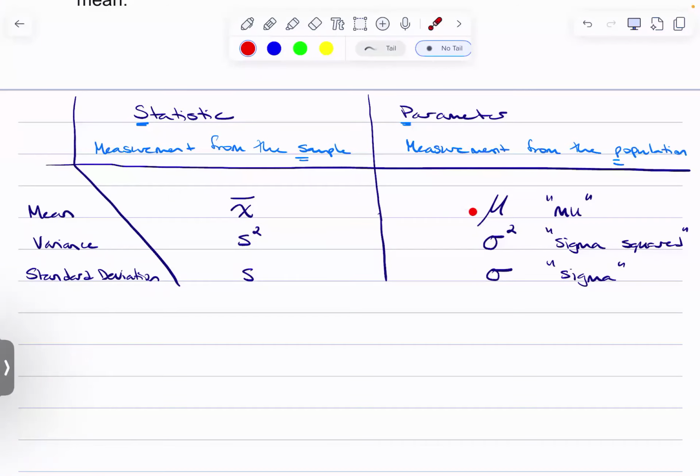we focus on stats. So this jump between a statistic and a parameter takes some getting used to, right? And it is really confusing. I'll give you that. Okay?